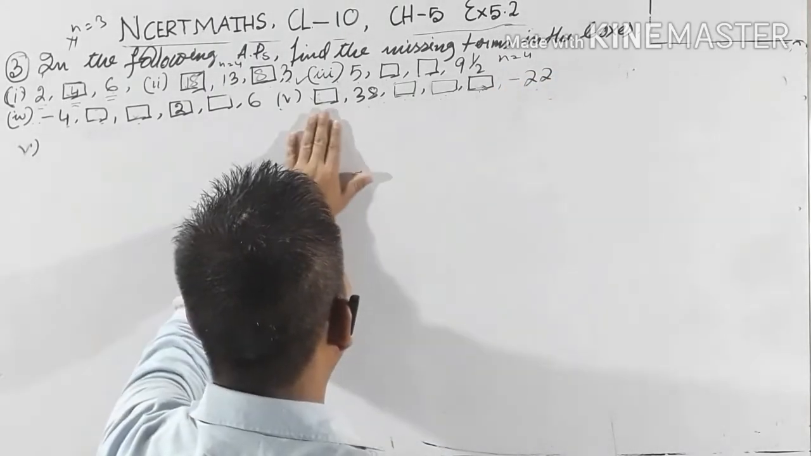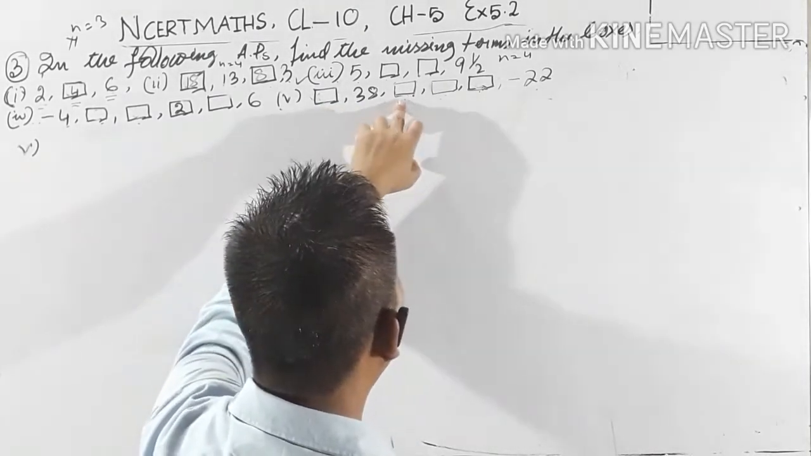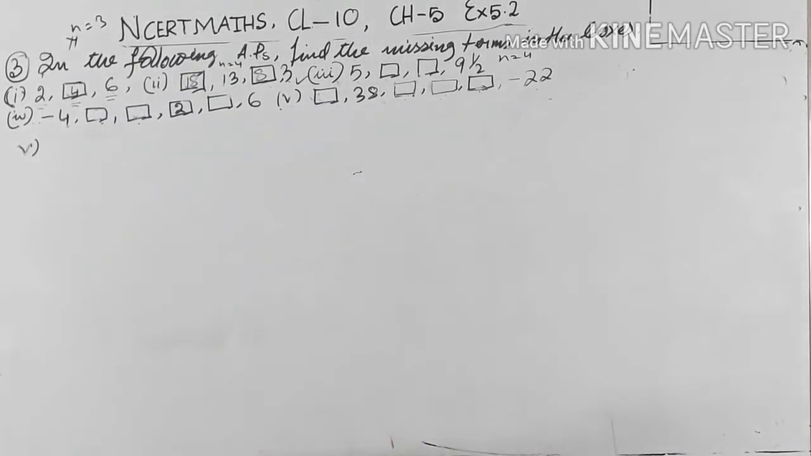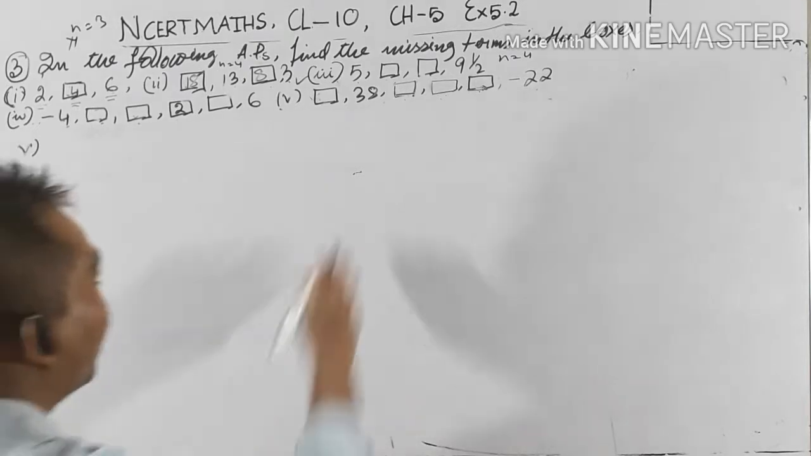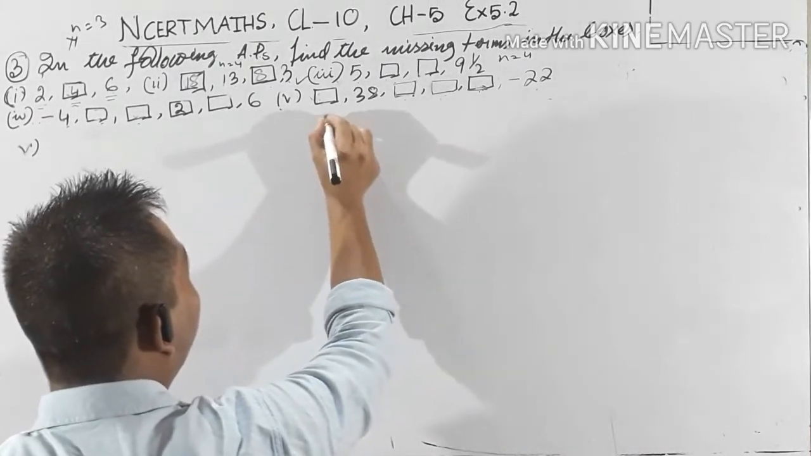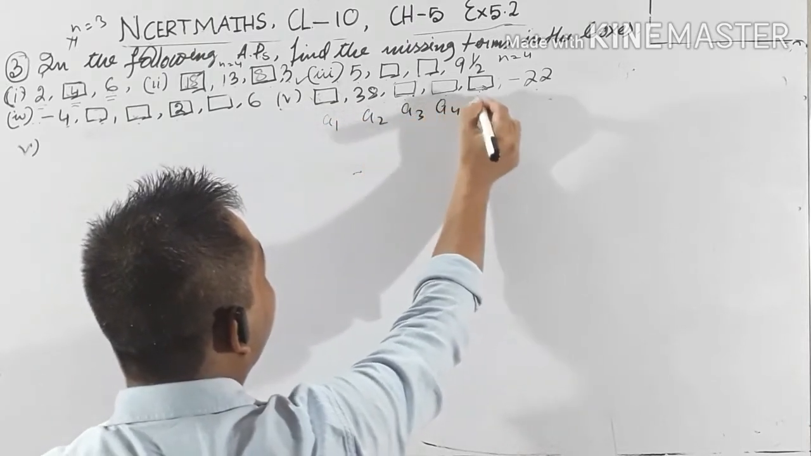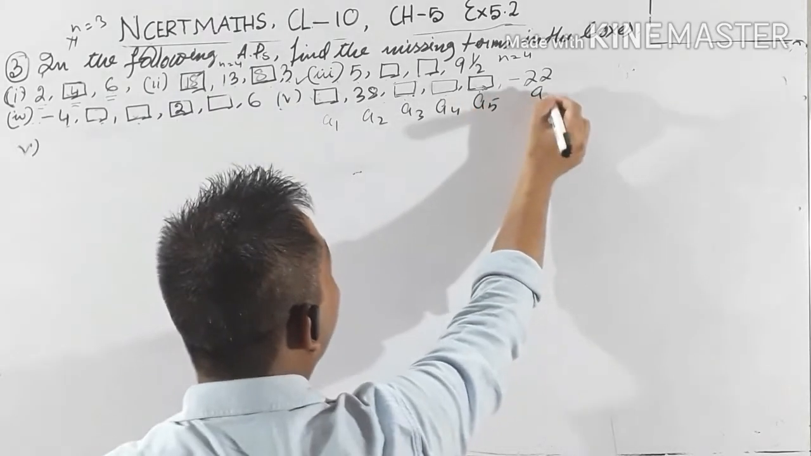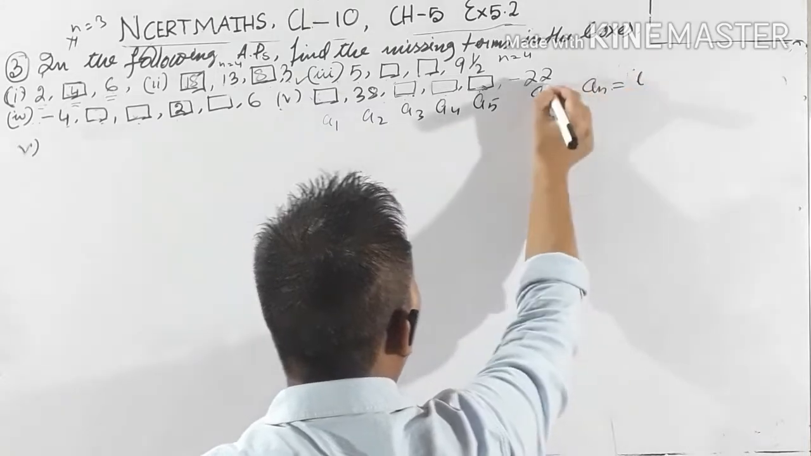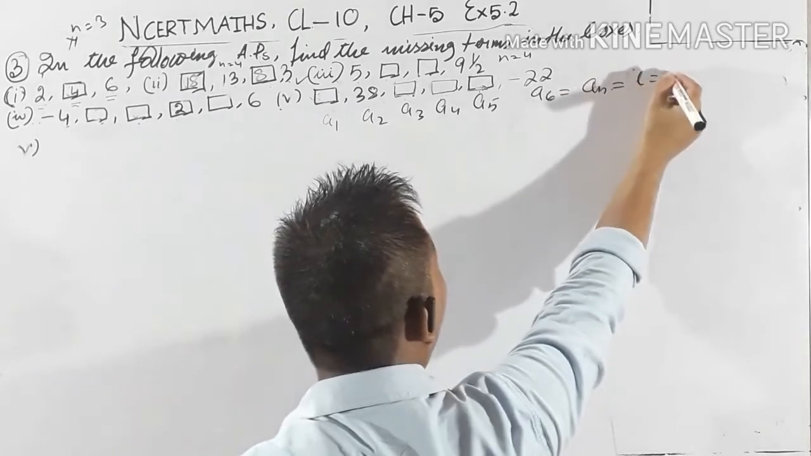So how many terms are there? 1, 2, 3, 4, 5, 6. Okay, correct. Now, what will be the number of terms? This is A1, this is A2, and this is A3, A4, and A5, right? And this is A6. That means this is the nth term, equal to the last term. What is the last term of this given AP? It is minus 22.